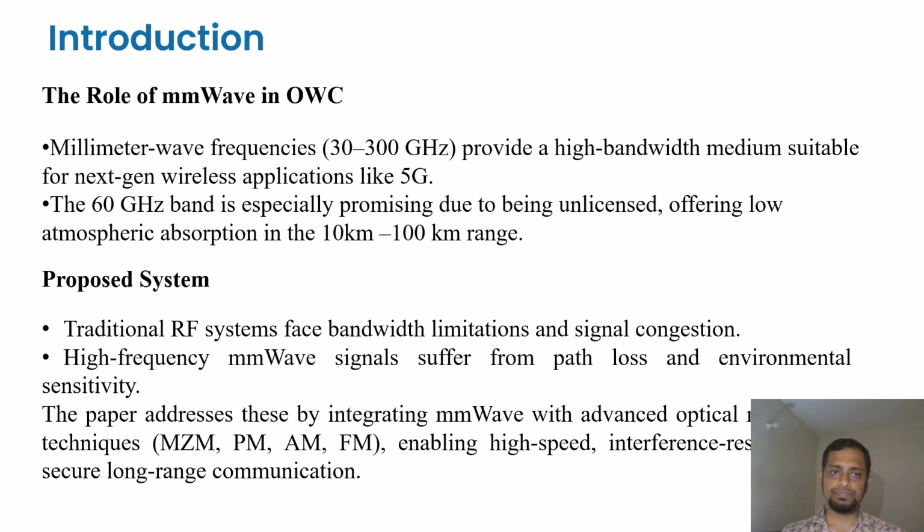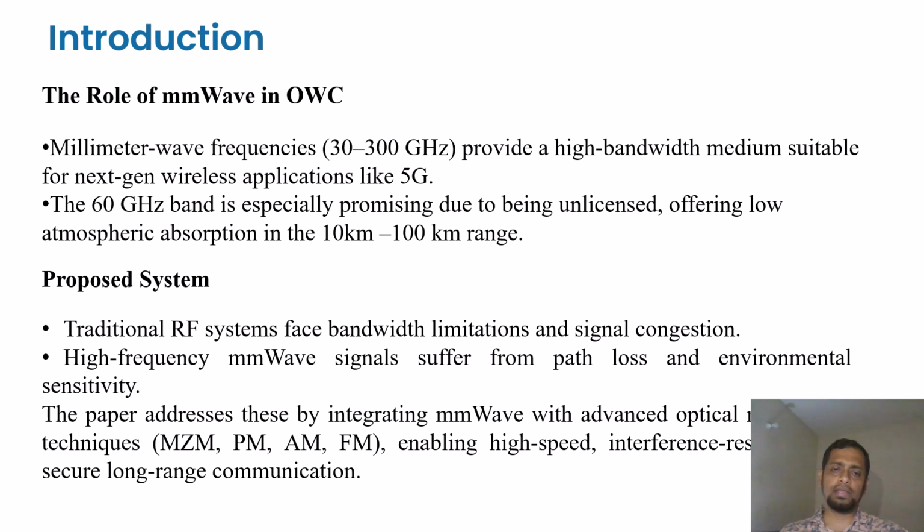Another contribution is that we introduce here the millimeter wave. The millimeter wave frequency range is 30 gigahertz up to 300 gigahertz, which provides high bandwidth and is suitable for 5G and 6G communication. We use the 60 gigahertz band especially because it is unlicensed, and it offers atmospheric absorption within a certain range.